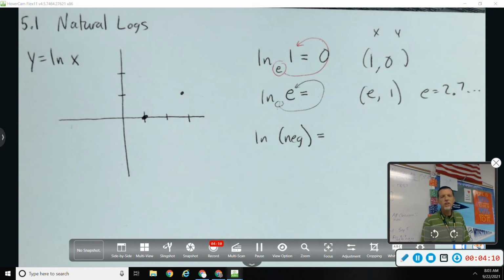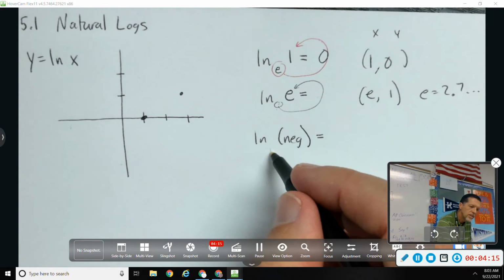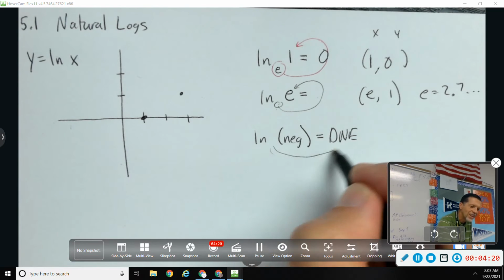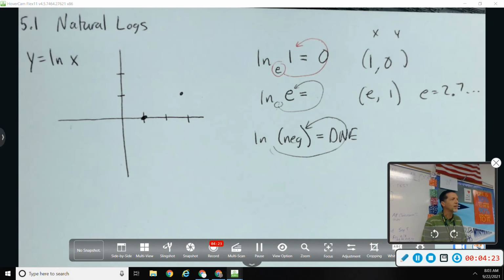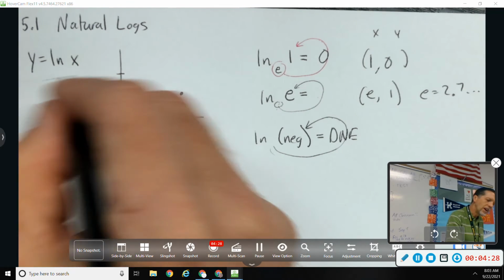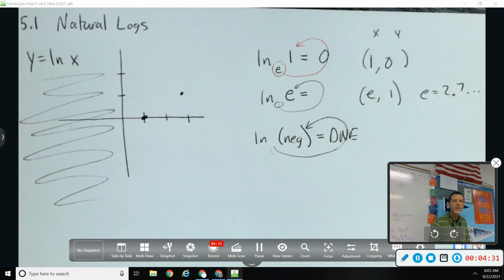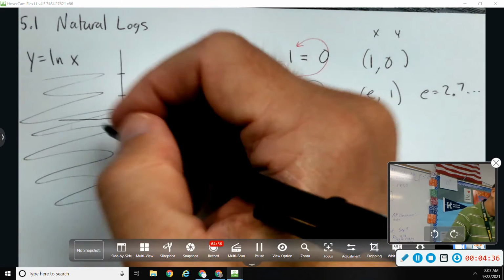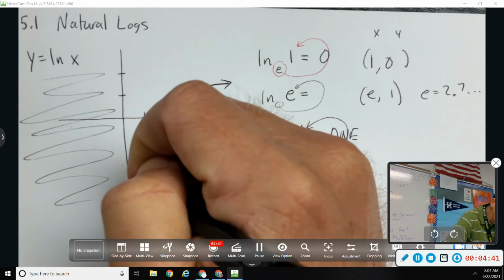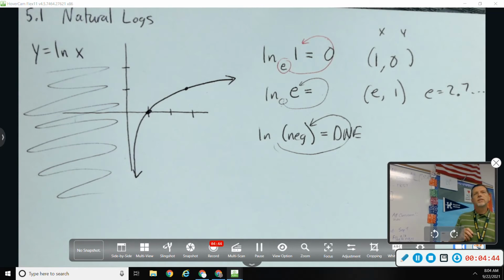And how about the natural log of any negative number? You can't do e to something and get a negative number. That doesn't work. So that means for all the negative numbers, there is no graph over there. Here's what the graph of natural log looks like. Maybe that looks familiar, maybe not. There's an asymptote at x equals 0.